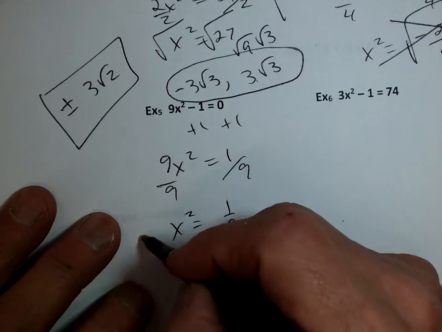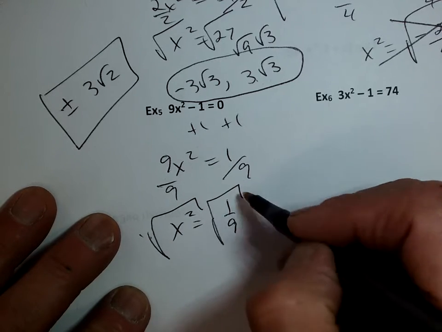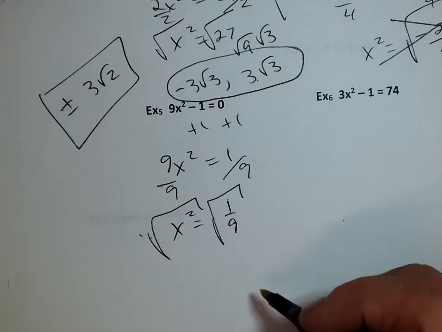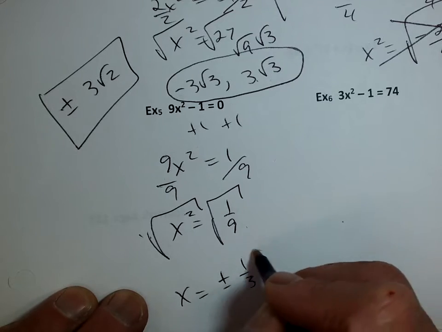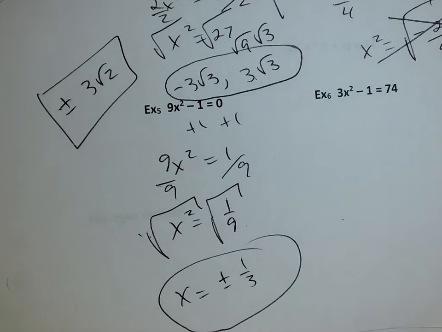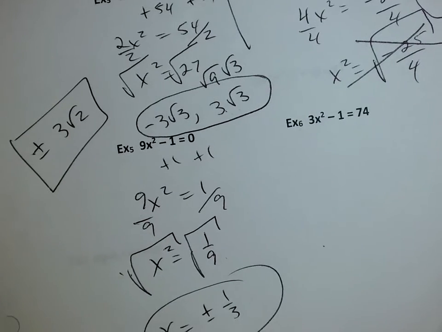And if I square root both sides, because the square root cancels the square, I'm going to get 1/3. Everybody see the 1/3? But plus or minus 1/3, because we have to have two answers. You guys see the two answers? 1/3, negative 1/3, okay? Good. Am I going too fast or am I okay?